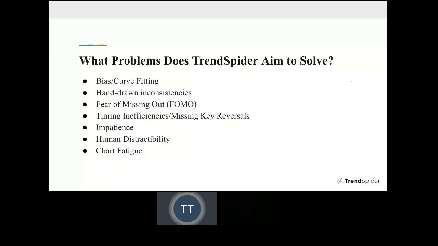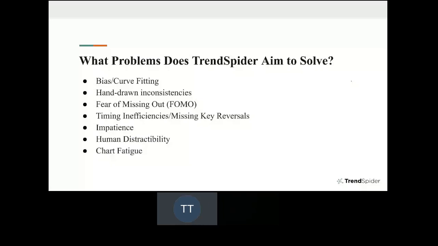A few problems that we aim to solve. There are different parts of the platform, so each feature aims to solve a different problem. With the automation side of things, we try to make the whole process of technical analysis more efficient and remove some biases and curve fitting that may go on when you're drawing on the chart. If you have a position and you're really attached to it, it's easy to draw the chart in a very biased way to your position, whether that's short, long, whatever. That also helps with hand-drawn inconsistencies on the automated trendline drawing side of things.